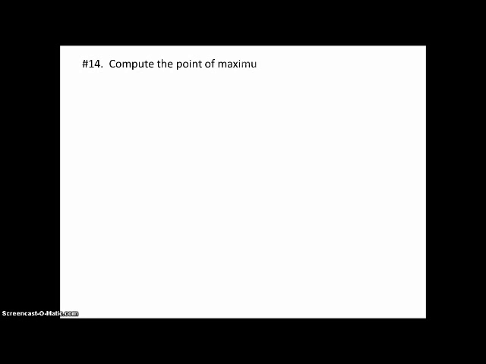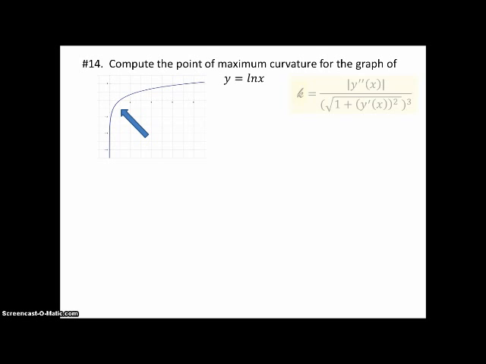Number 14, compute the point of maximum curvature for the graph of y equal log x. So here's a picture of the natural log, and it's curviest somewhere in the middle here, and then gets less and less curvy out on the branches. So here's our formula for just a regular old function for the curvature. The first derivative is 1 over x, which goes in the denominator under the square root, and the second derivative is negative 1 over x squared.